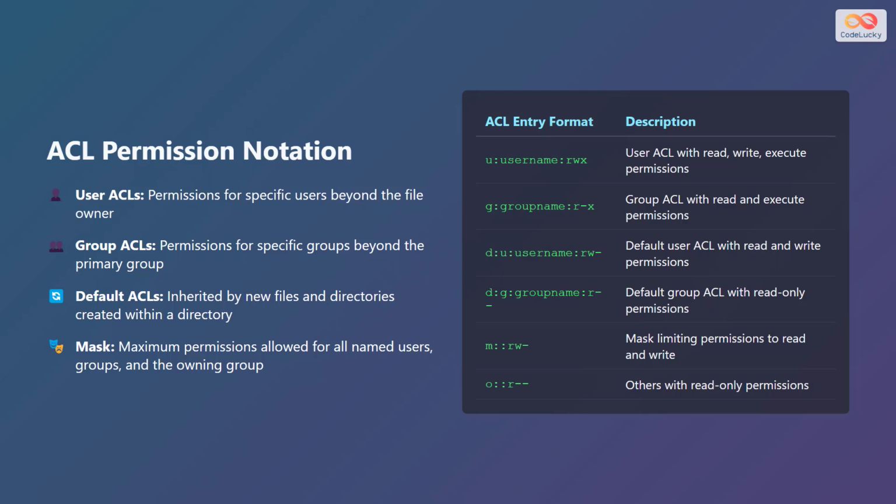Here is a table showing the different ACL entry formats and their descriptions. U:username:rwx denotes a user ACL with read, write, and execute permissions. G:groupname:rx denotes a group ACL with read and execute permissions. DU:username:rw- stands for default user ACL with read and write permissions. DG:groupname:r-- stands for default group ACL with read-only permissions. M:rw- refers to a mask limiting permissions to read and write. O:r-- refers to others with read-only permissions.